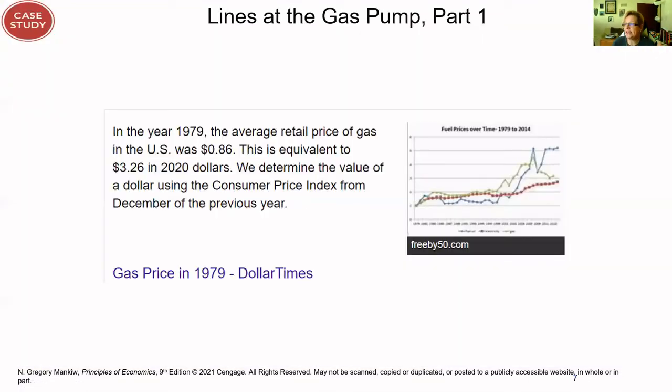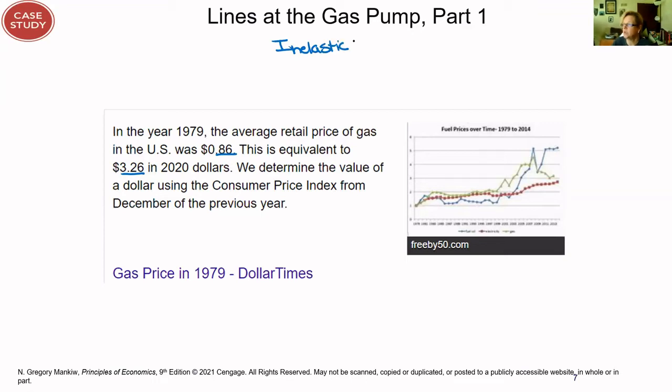All right, so in 1979, the average retail price of gas was 86 cents. If we adjust for inflation, it becomes $3.26. Now, gas, let's think about that for a moment. What have we learned in the class about gas? We've learned that there are no close substitutes to gas, right? So this is pretty inelastic, particularly in the short run.